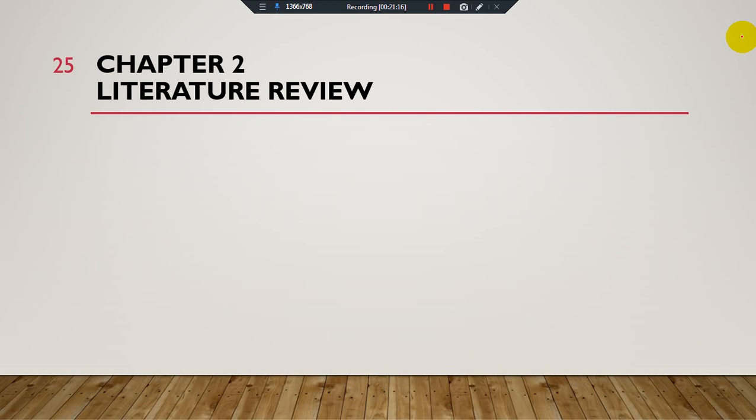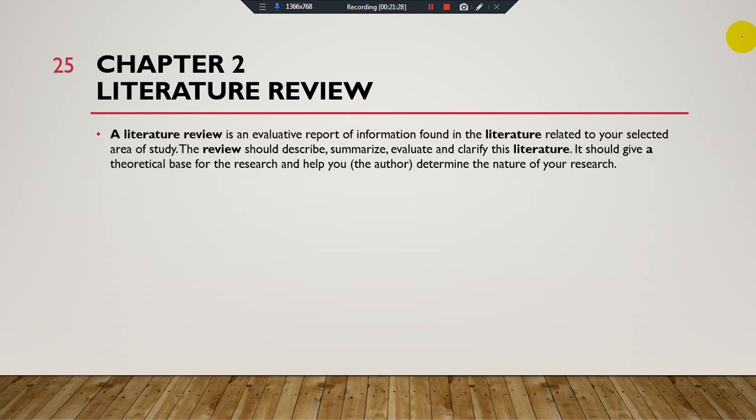And then we start chapter 2, which is very important, because our whole thesis starts from the literature review. So a literature review is an evaluative report of information found in the literature related to your selected area of study. The review should describe, summarize, evaluate, and clarify this literature. It should give a theoretical case for research and help you to determine the nature of your research.